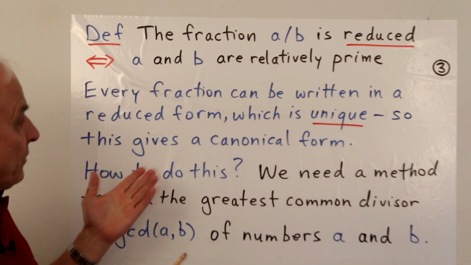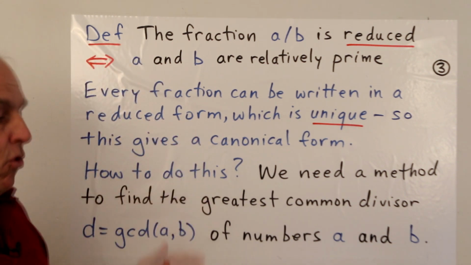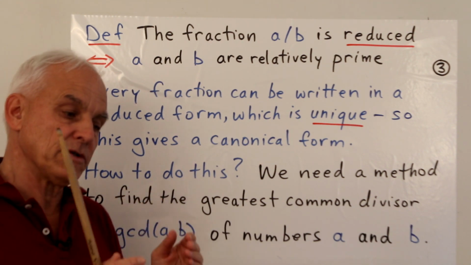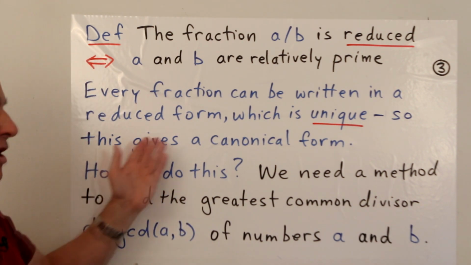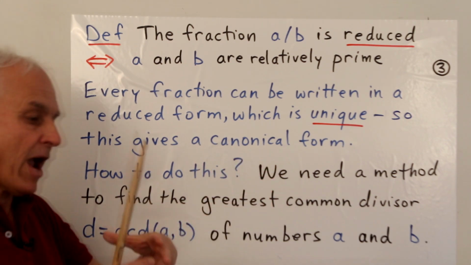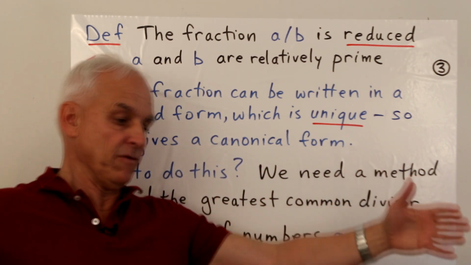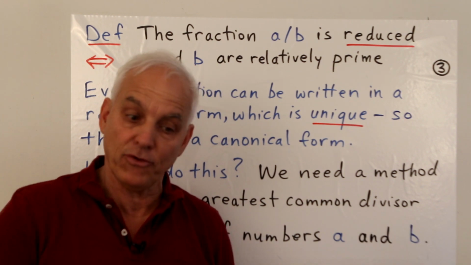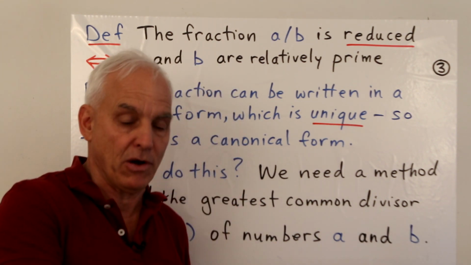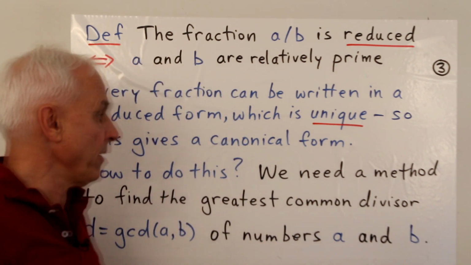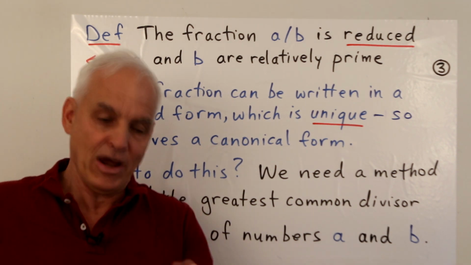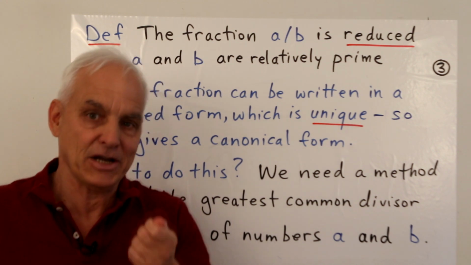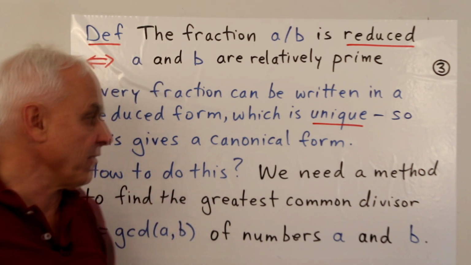Okay, and then it turns out that every fraction can be written in a reduced form, and furthermore that reduced form is unique. So this gives us a canonical form. This is a very attractive aspect now of these multitude of possible expressions for a rational number. There's one that's special, that's simpler than all the others. That's the reduced one. But the question is, how do we do this? How do we actually obtain such a reduced form for a given fraction?